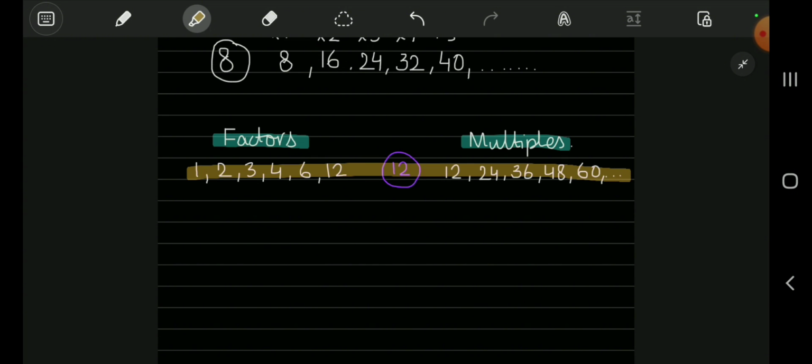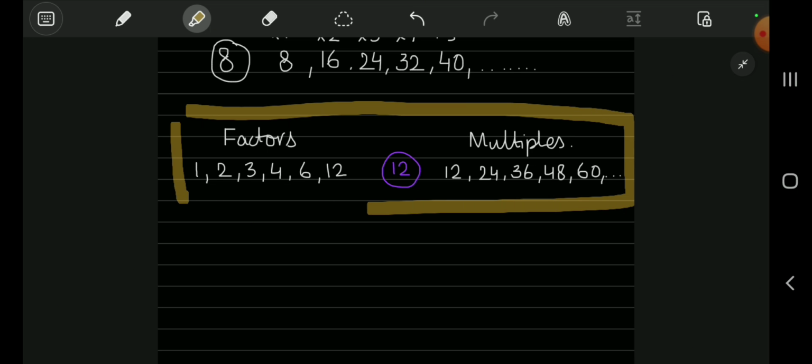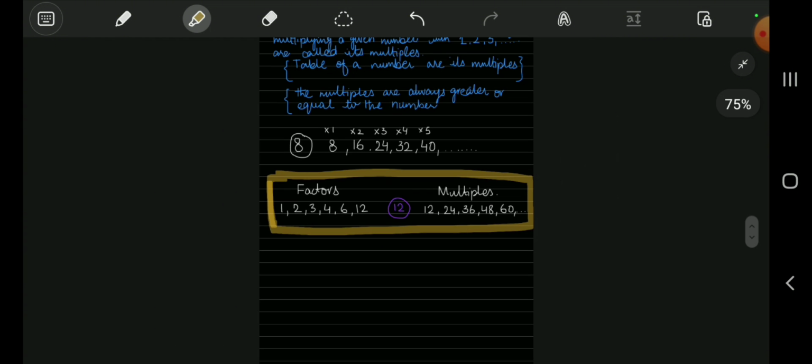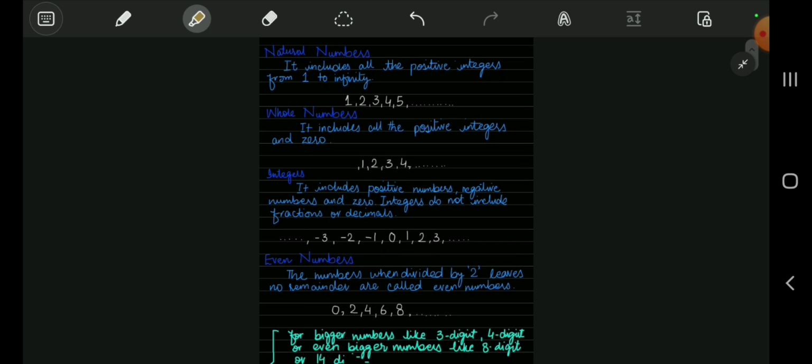So I want to highlight this. That's it. This is all about factors and multiples, number systems, and what each kind of number is. Each term describes a type of number. So that's all for today. Thank you so much and Allah Hafiz.